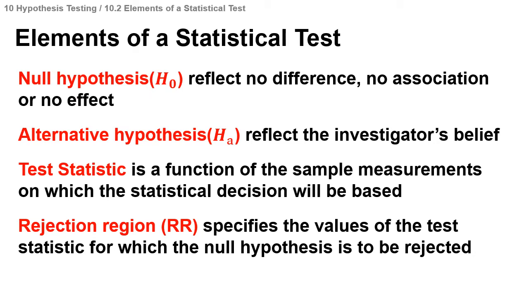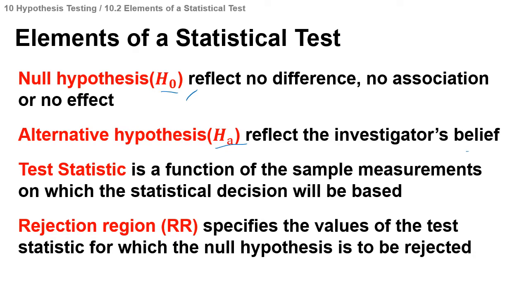So the null hypothesis reflects no difference, no association, or no effect. And the alternative hypothesis, we will call it HA, reflects the investigator's belief. So in most research, we make a hypothesis about our belief, and we want to reject the null hypothesis so that we can support our belief. That's the usual story, but sometimes we reject H0, sometimes not. Anyway, this is how the statistical test goes.